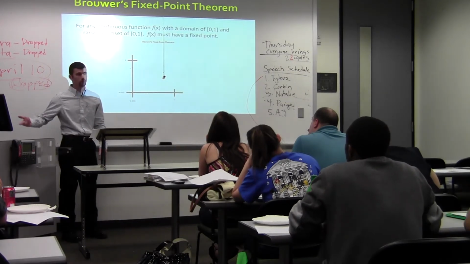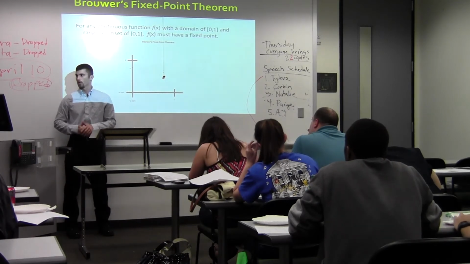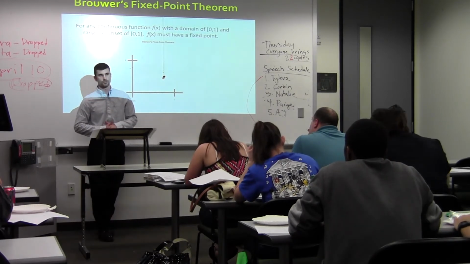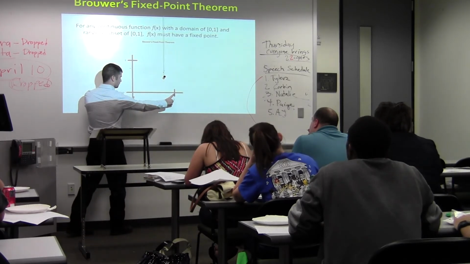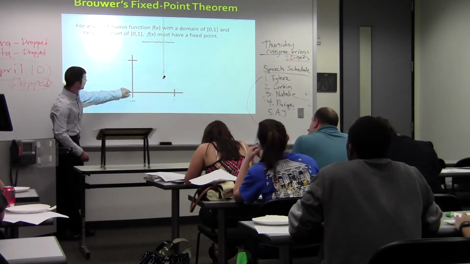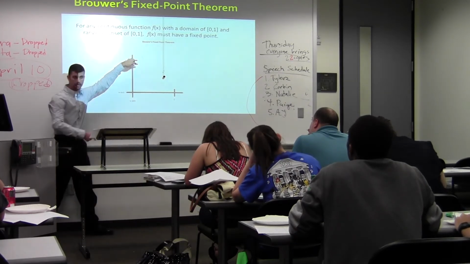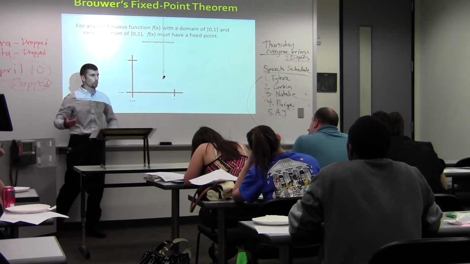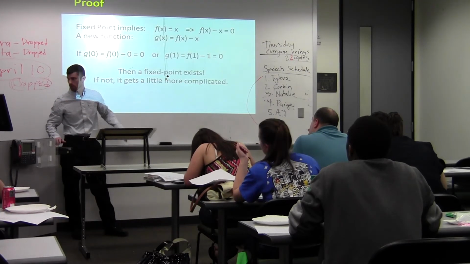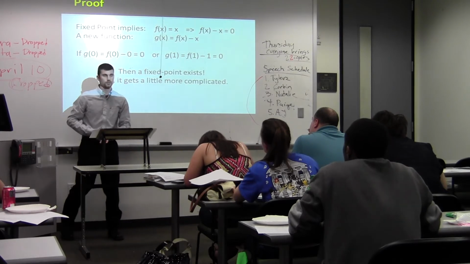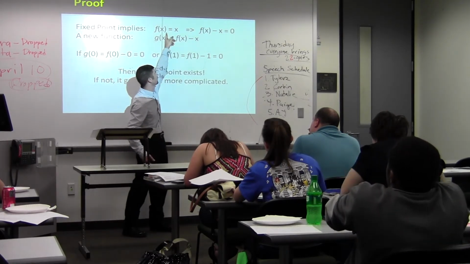Now what happens with Brouwer's fixed point theorem is, for any continuous function f of x with a domain of [0, 1] and range a subset of [0, 1], so between these two points, 0 and 1, everything between there falls between 0 and 1 on the y-axis, then there will be a fixed point somewhere in here. The fixed point implies that f of x equals x. And this is the definition of a fixed point.